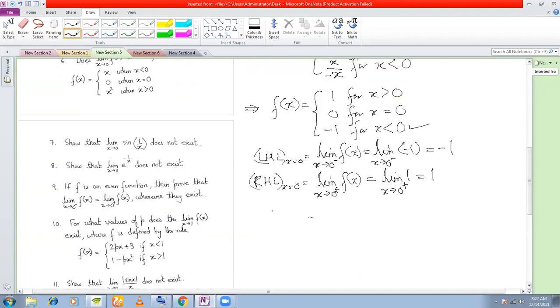So what can we say? Left hand limit at x is equal to 0 is not equal to the right hand limit. They exist finitely, but they are not equal. Hence, limit x tends to 0, f(x) does not exist. Okay, I hope this should be clear.